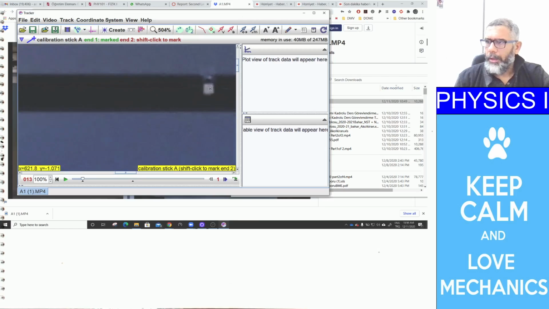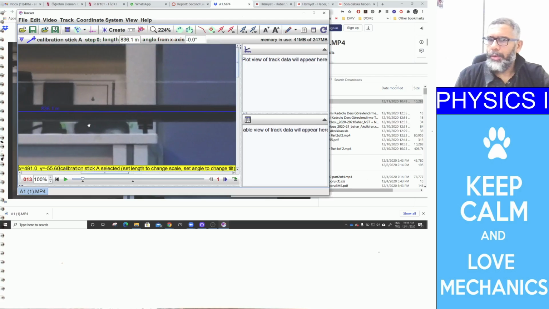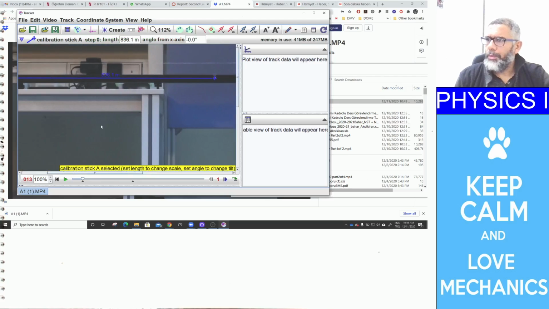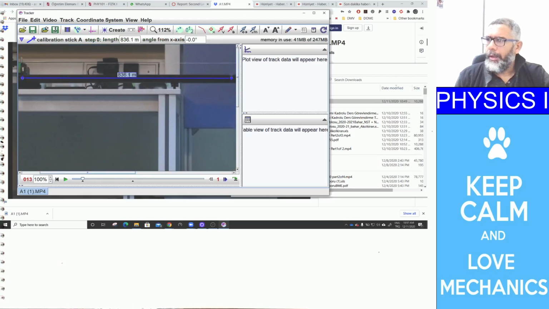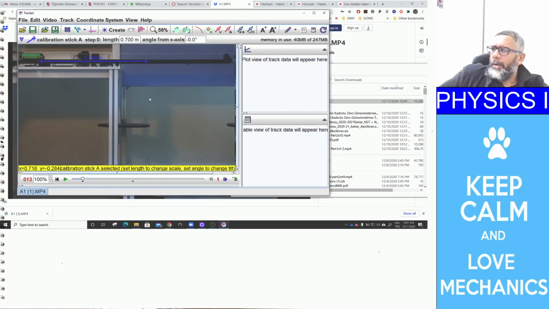and mark the second point by pressing the left mouse button, and a blue line appears between these two marks. Let this distance be 0.7 meters. By doing this, I have put my scale on the video. Again, you can remove this by pressing this button again.